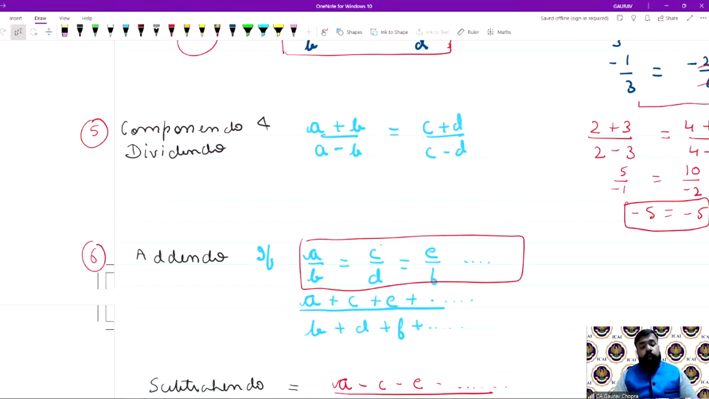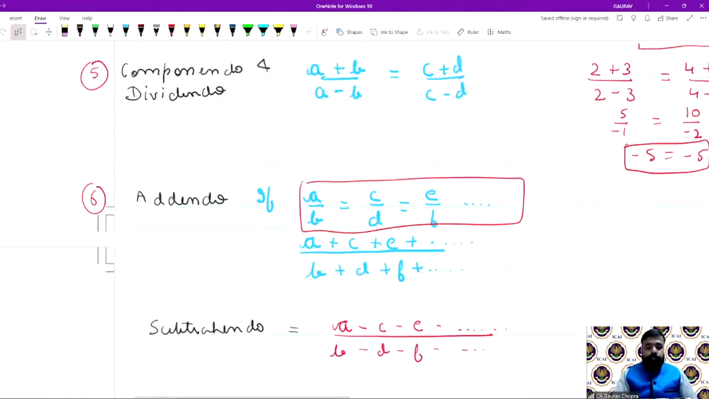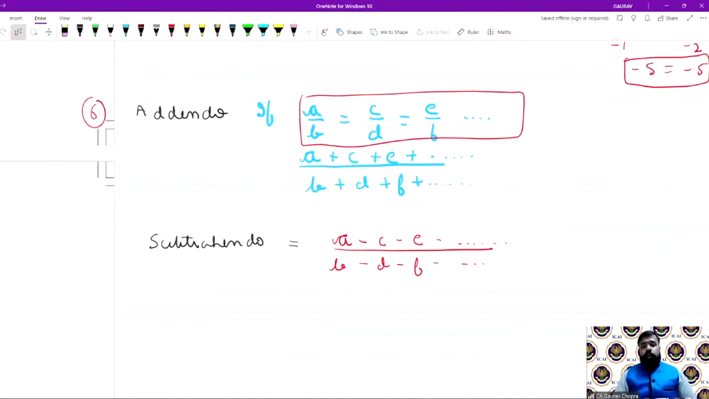Then comes addendo. Addendo mein humne sare numerators ko add kiya. So A plus C plus E and so on. Divided by sare jo denominators hai unko humne add kiya. So B plus D plus F and so on. Now comes subtrahendo. So kisi bhi ek ratio se humne start kiya. Let us take A. To A mein se humne baaki sare numerators ko subtract karna hai. And divided by B. B mein se humne baaki sare denominators ko subtract karna hai. So it becomes subtrahendo. That means subtraction. All right.